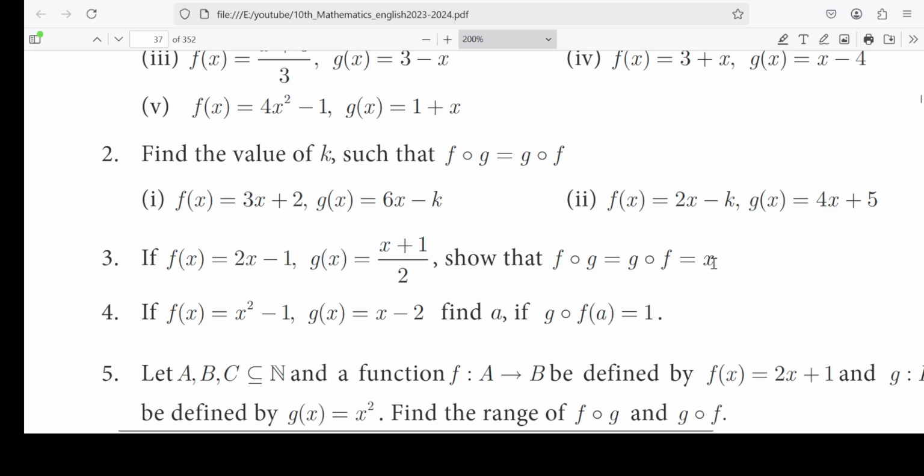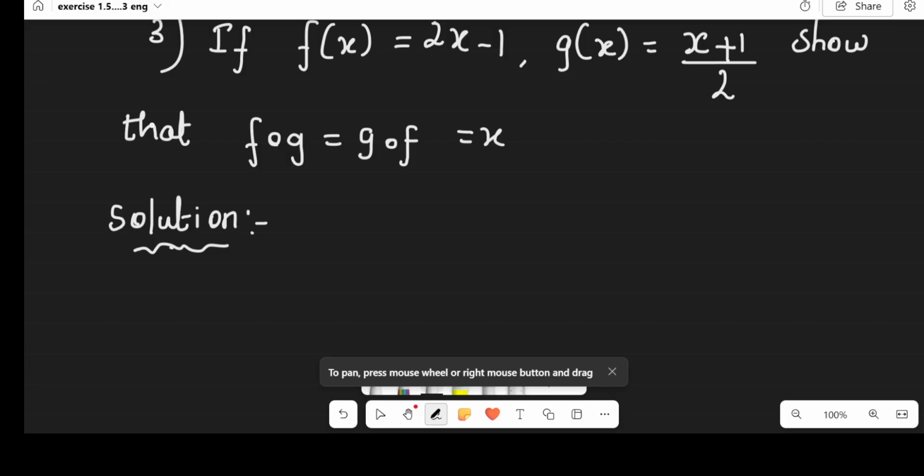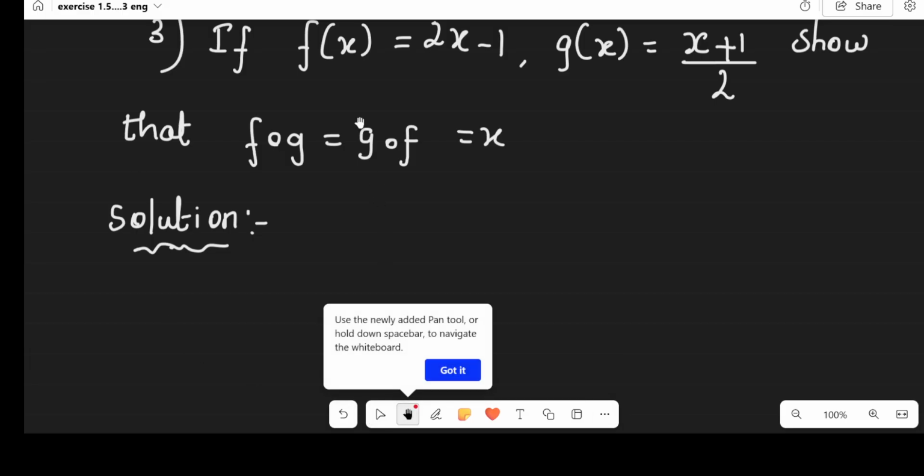We have to find out f of g first and then g of f. The solution of both f of g and g of f should be x. We should find the value of f of g and g of f. Okay, now we can start solving the problem. Here I have written the question.